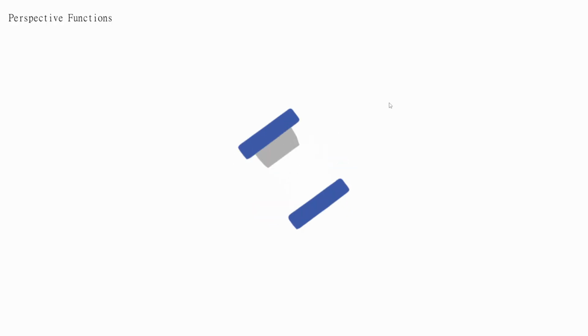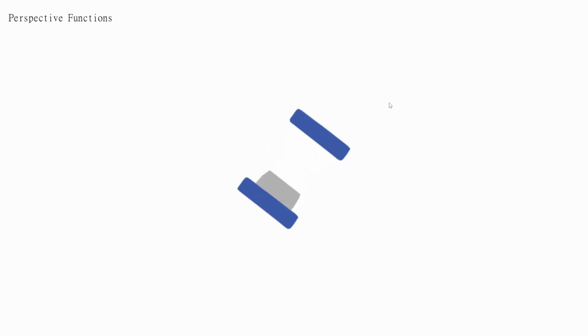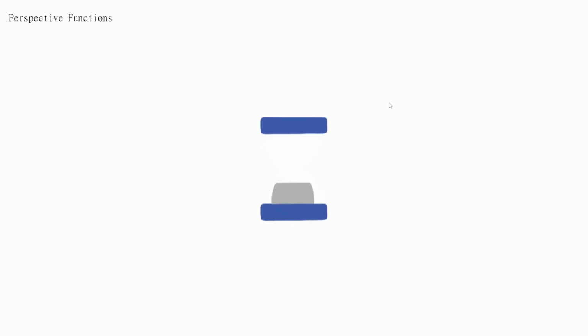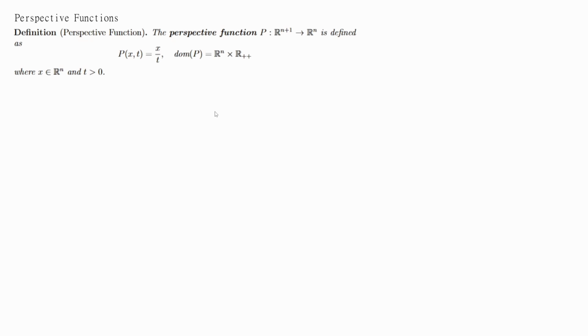So I'd like to go into more depth about what we call perspective functions. I thought they were super hard to understand at first, but I thought they were so cool once I got to know them. So first I'll provide the definition of a perspective function. Have a moment to read it.